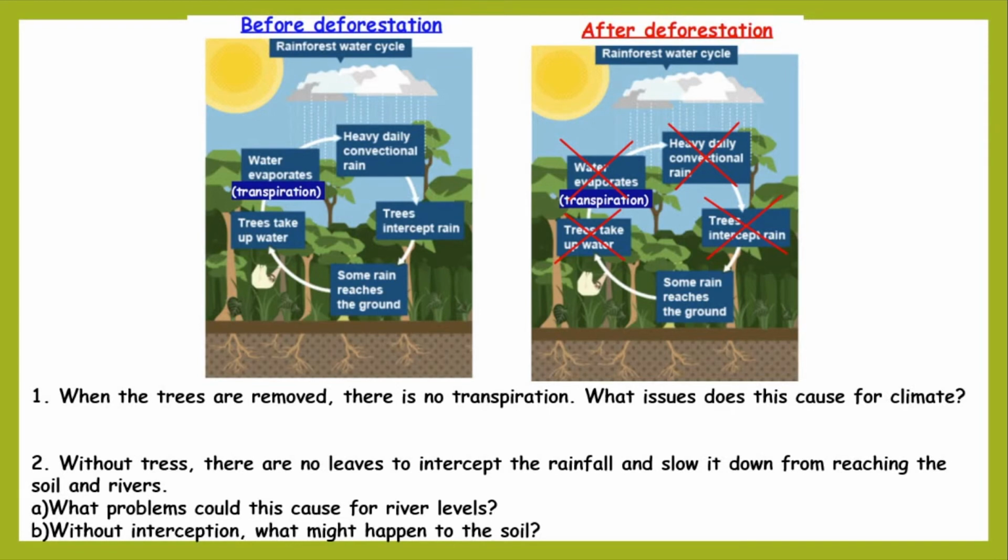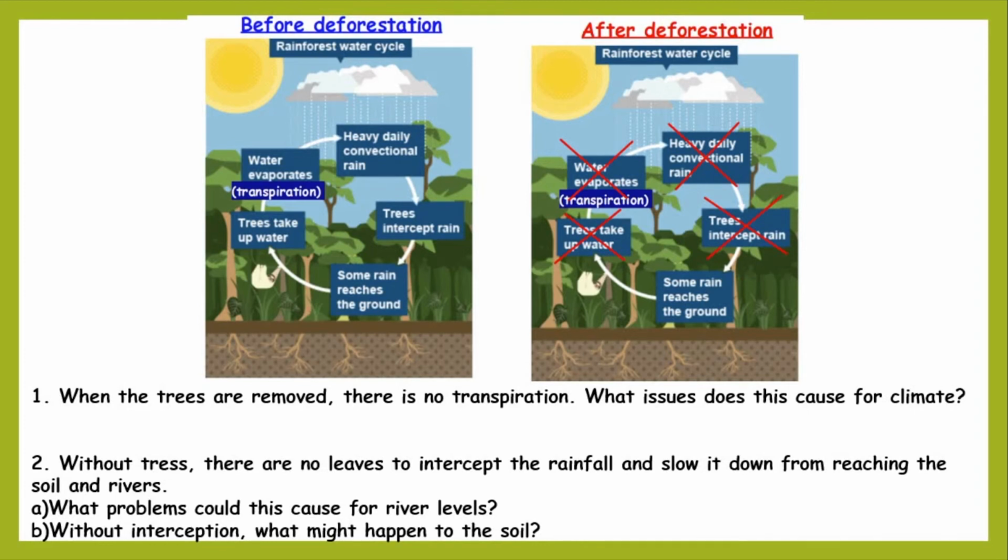If there's no interception, the rainfall will reach the soil straight away, and the soil will become saturated. That means it's so full of water it cannot absorb any more. Once the soil becomes saturated, it behaves like an impermeable surface. No more rain can soak in. So if there's no infiltration, surface runoff will increase really rapidly, and the rainfall will run straight off the soil, straight into the rivers, and cause a flood.